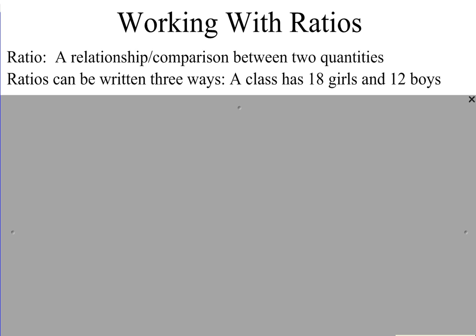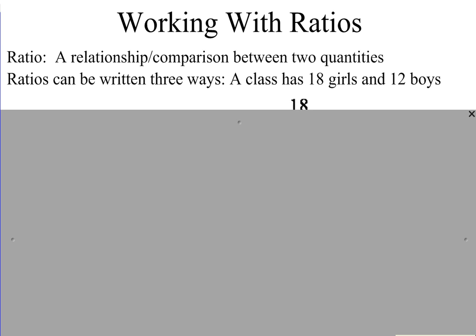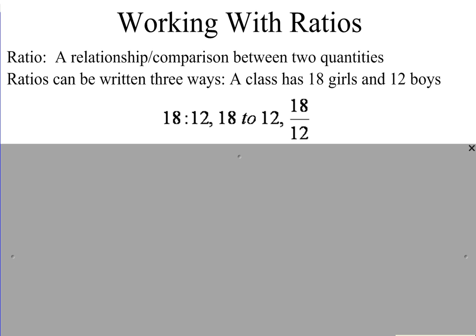Ratios can be written in 3 ways. Let's say that a class has 18 girls and 12 boys. There are 3 different ways that we can express that ratio. We can write it as 18 with a colon and then 12, which is read as 18 to 12. We can write it out in words with the word "to," 18 to 12, or we can write it as a fraction, which looks like 18 over 12, which also could be read as 18 to 12. This is the form that is going to be most useful for us because that is the same form we're going to use when we begin setting up proportions.